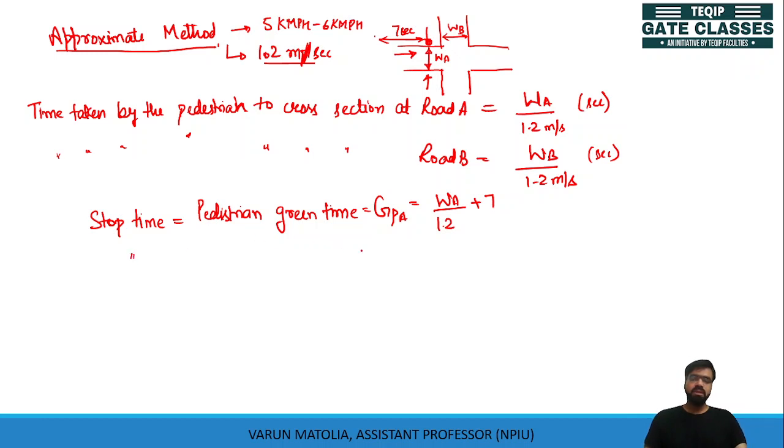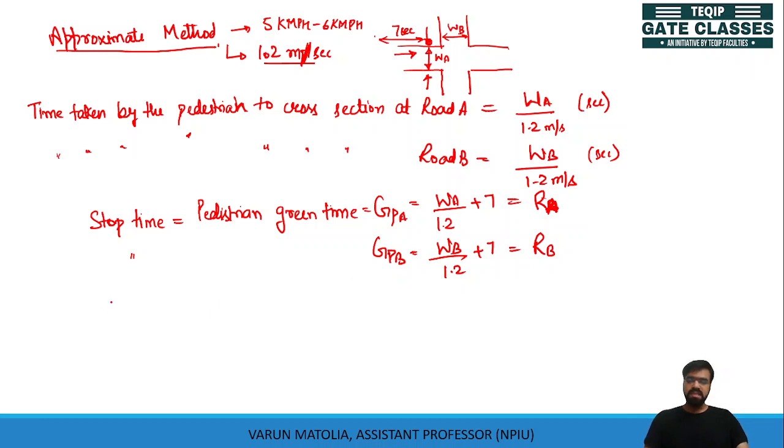Similarly, GPB will be equal to width of B over 1.2 plus 7 seconds. This is actually equal to, if we are allowing the pedestrian to move from section A, the vehicles will be stopped at section A, which means this is the stopping time or the red time for section A. Similarly, this is the red time for section B.